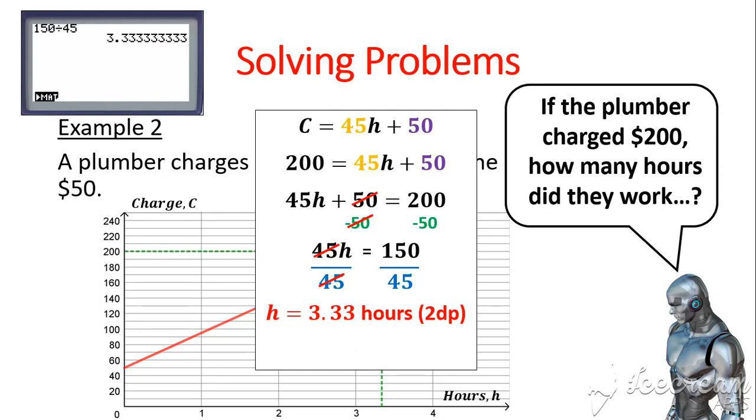So you could write the answer down as h is equal to 3.33 hours and maybe round it to something like 2 decimal places. Or you might, if you want to, write it as 3 1/3 hours. So the plumber worked for 3 1/3 hours to charge us $200. Now again, if you tried to estimate 3 1/3 on the graph, it's going to be really hard to estimate exactly 3 1/3.